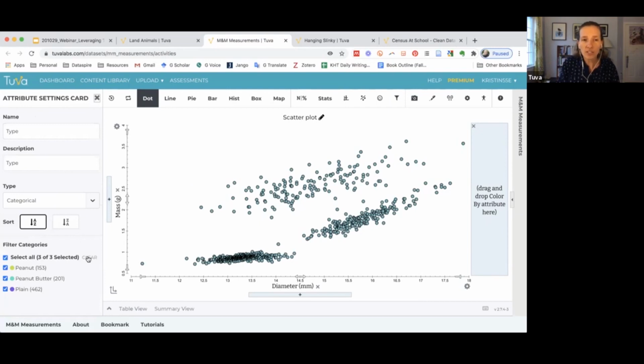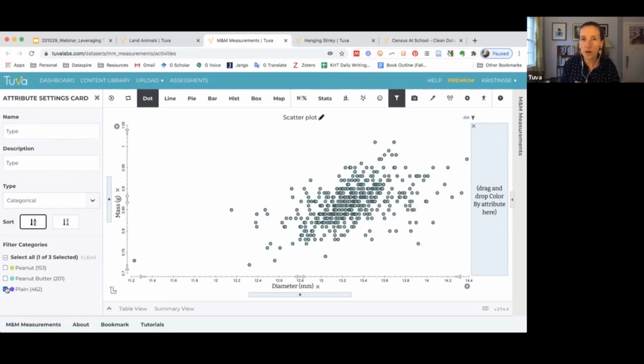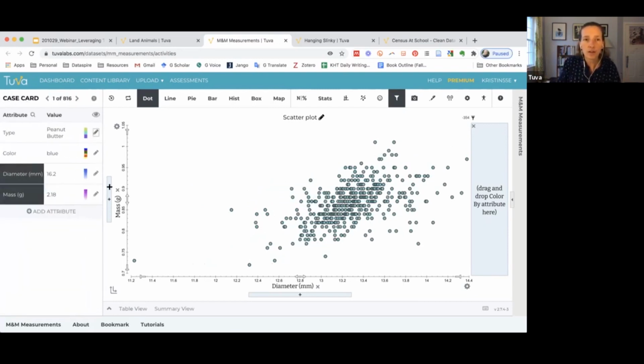So I'm actually going to clear out. The data set has 3 different types of M&Ms. So peanut butter, and plain. And I'm just interested in looking at plain M&Ms for the moment. So filtering out those 2 other categories of types of M&Ms, and we've got it. So now we're just looking at plain M&Ms and trying to figure out, so what is this relationship, right?